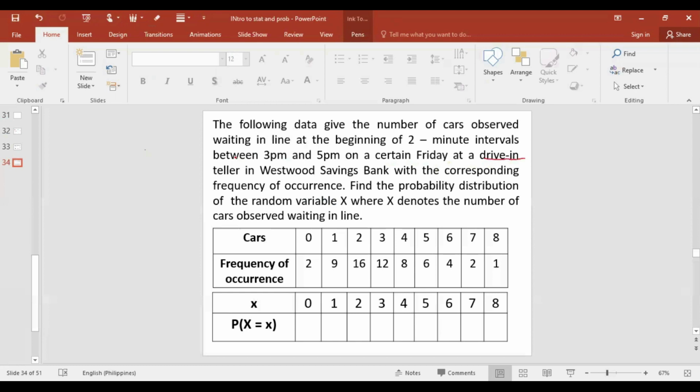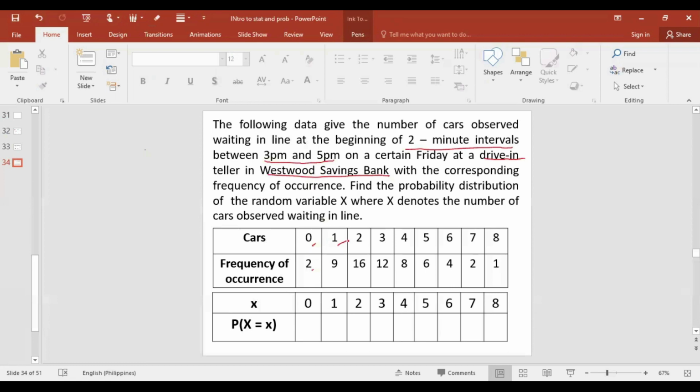At the drive-in teller of Westwood Savings Bank, from 3 p.m. to 5 p.m., they counted the number of cars waiting in line every 2 minutes. For instance, in the first 2 minutes, how many were in line? And after 2 minutes, again, how many were in line? I hope the situation is clear to you. In this example, the data were already given. There was an interval with no cars waiting in line. That happened 2 times between 3 and 5 p.m.